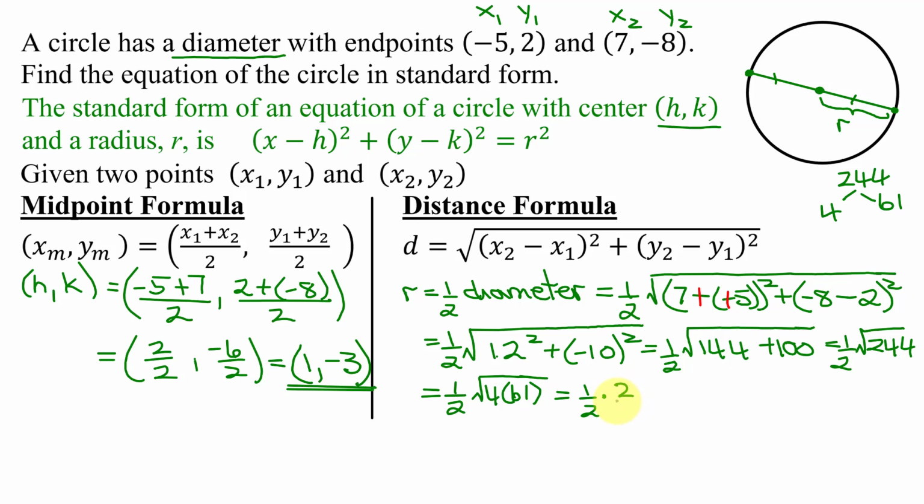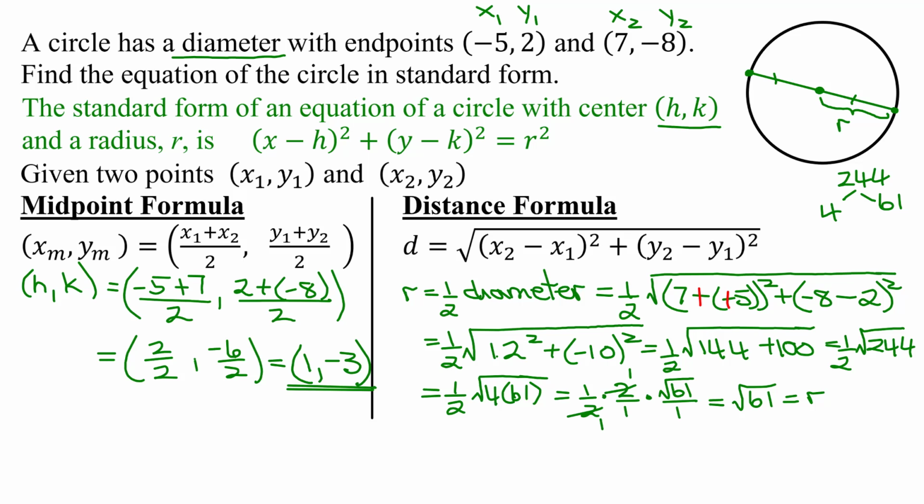So I have 1/2 times 2 divided by 1 times the square root of 61, which doesn't simplify, so it just becomes the square root of 61 over 1. These 2's reduce, so I just get the square root of 61 times 1 divided by 1, so it's just the square root of 61. And that is the radius of my circle.